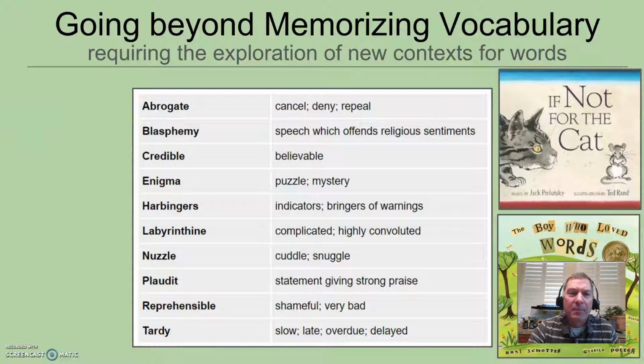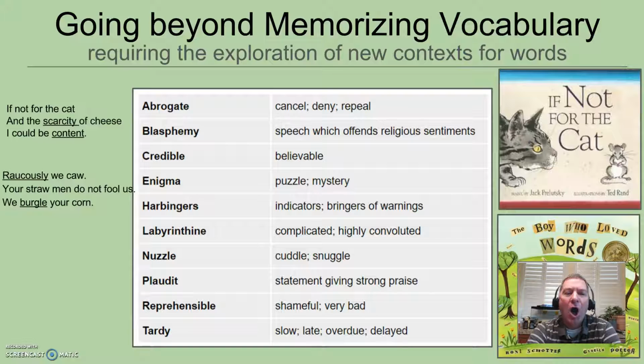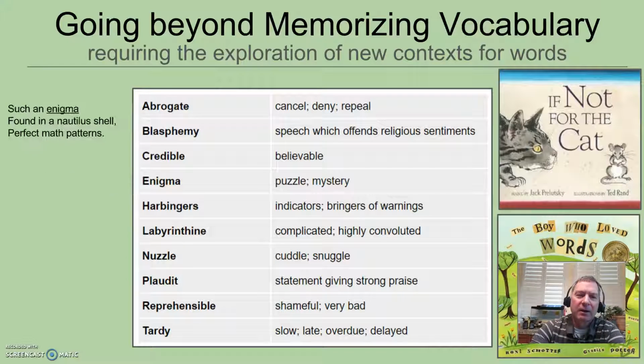Here are some. The book that I use to teach this is If Not for the Cat by Jack Prelutsky. Here's the title haiku from that particular book. I love his haikus because they are from the point of view of animals, that the kids can guess what they are if you don't show them the pictures, but they also all have at least 1 good vocabulary word in them, which is what I'm asking students to do. And so, if not for the cat, here's a great one. Raucously we caw, your straw men do not fool us, we burgle your corn. Obviously that's a crow, but there's 2 great vocabulary words in there.